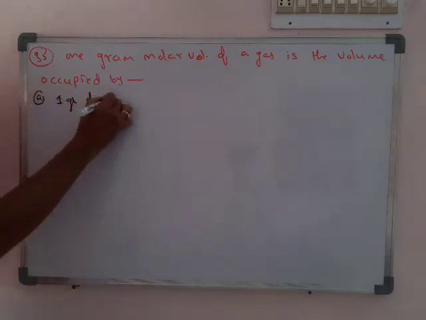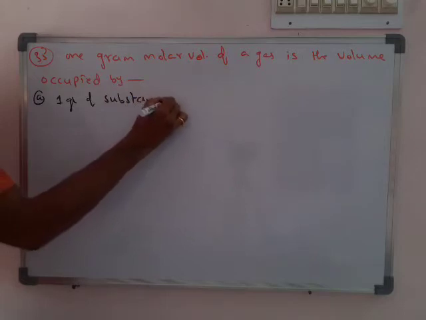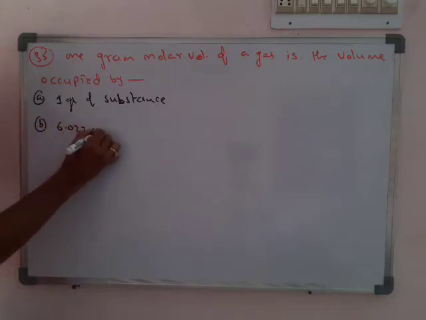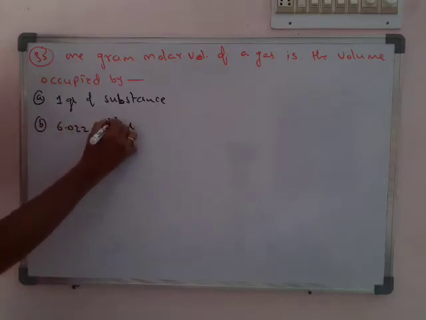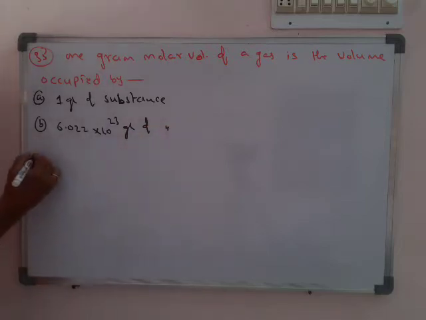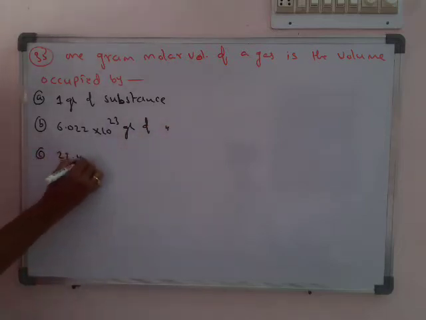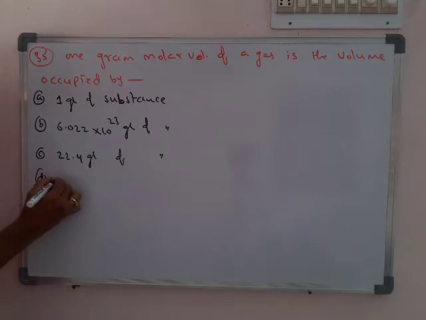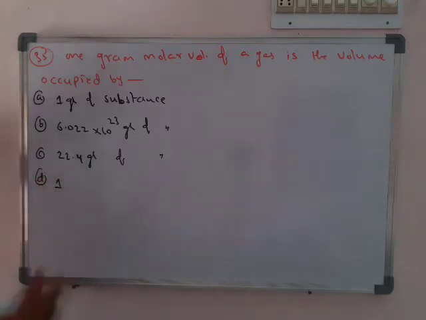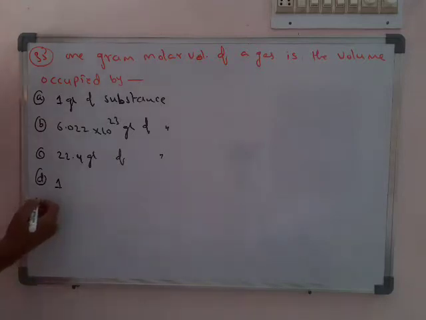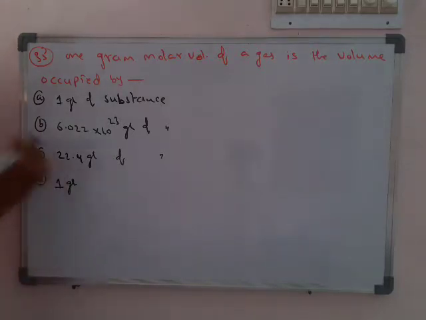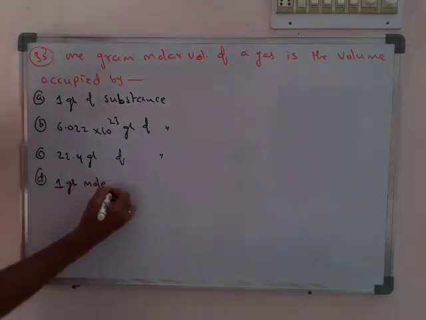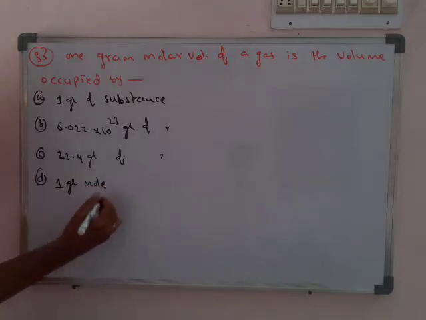The options are: 1 gram of substance; 6.022 into 10 power 23 gram of substance; 22.4 gram of substance; and 1 gram mole, sorry, 1 gram mole of molecules of the substance.